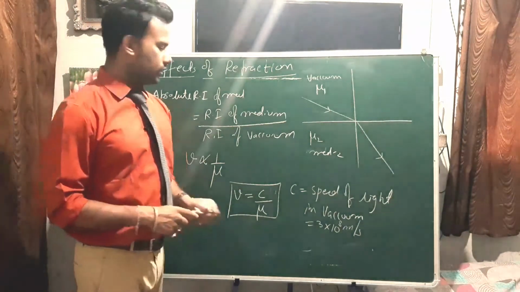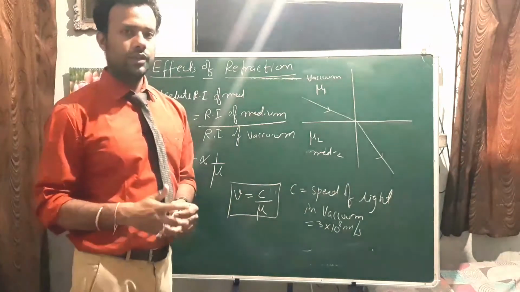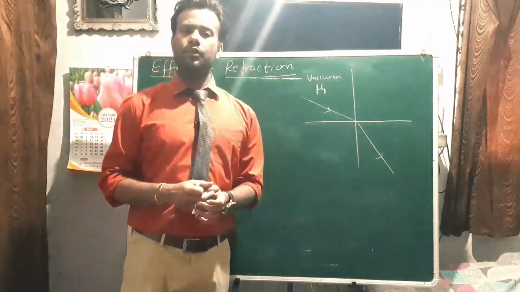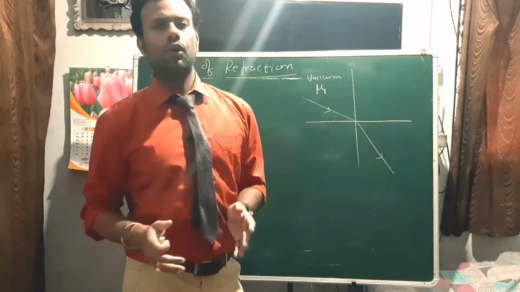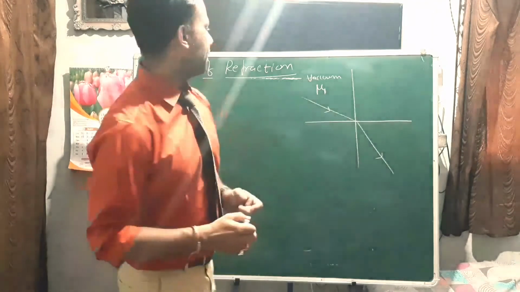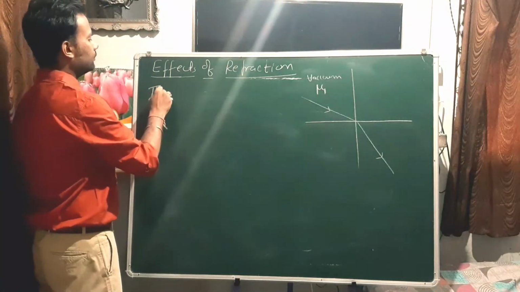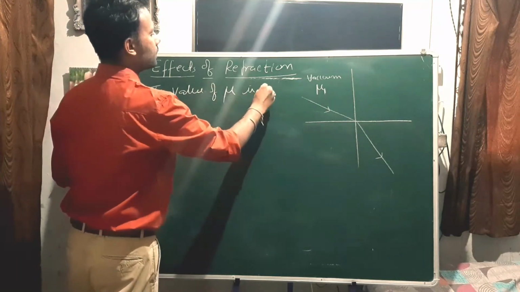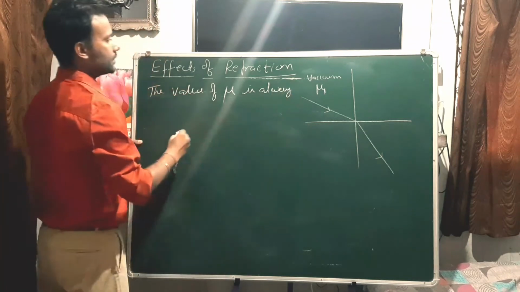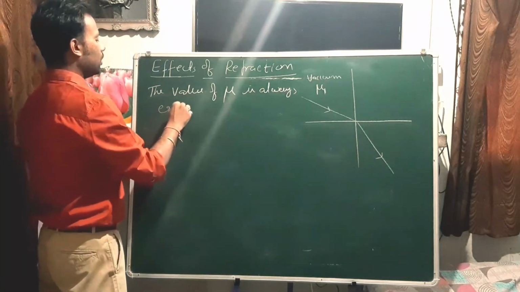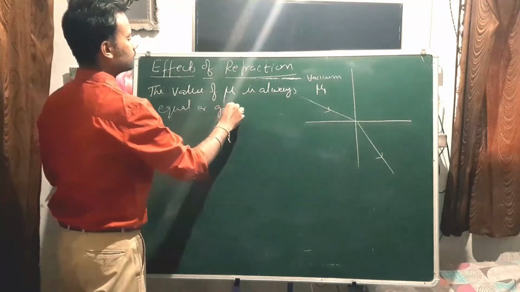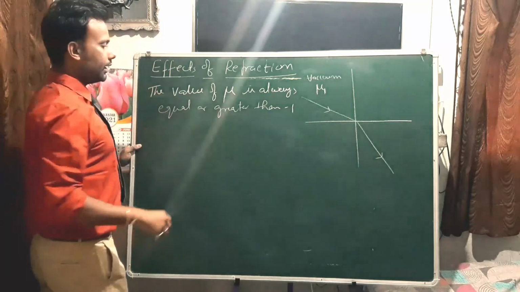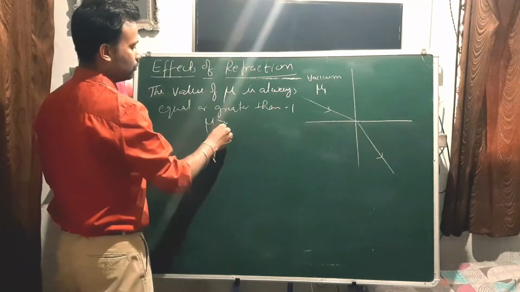Now this relation also tells us one thing. What is it? Let's see. Again, you can take a screenshot. The value of absolute refractive index is always equal to or greater than 1. It means mu is always equal to or greater than 1.